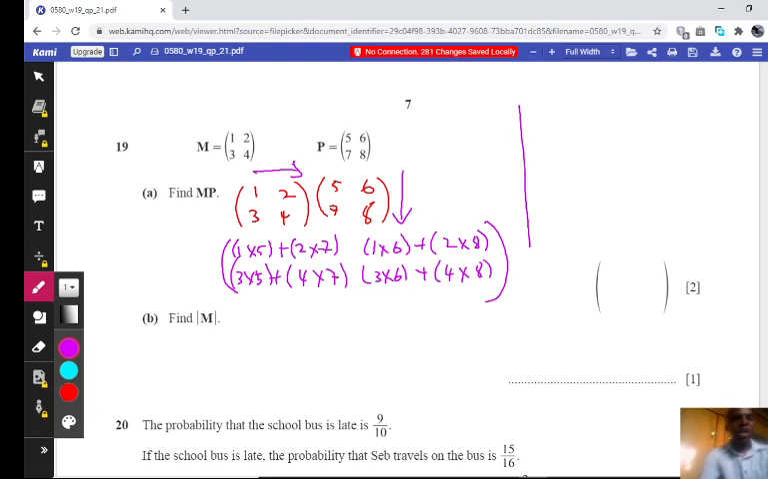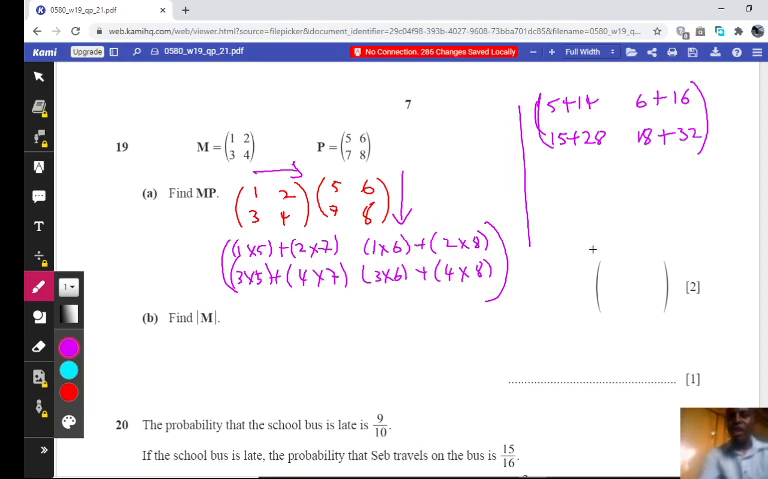You simplify here. 1 times 5 is 5, then plus 2 times 7 is 14. Then 1 times 6 is 6 plus 2 times 8 is 16. It's better to do it just step by step so that you will not make mistakes, right? 3 times 5 is 15 plus 4 times 7 is 28. Then 3 times 6 is 18 plus 4 times 8 is 32.